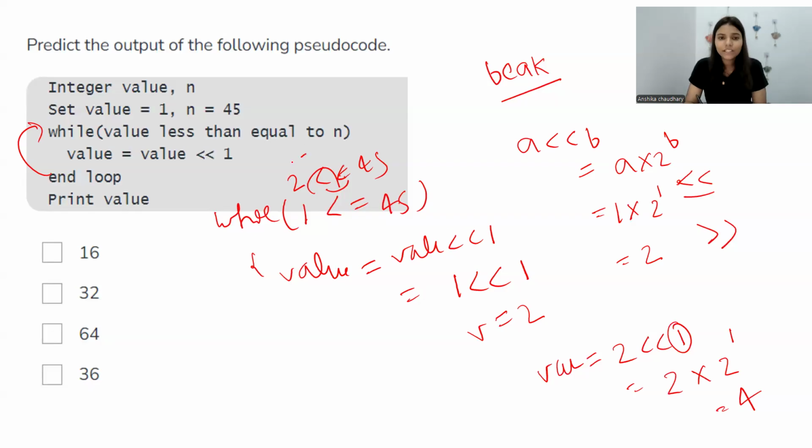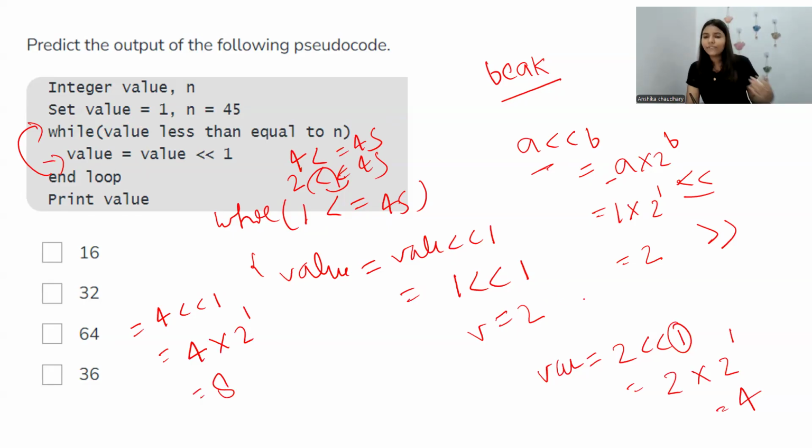We will come here again and check the condition. 4 is less than equals to 45. Yes, once again the condition is true. We will come into the while loop and update the value of value. So it will become 4 left shift 1, which is 4 into 2 raised to the power 1, so it will become 8. If you can see, every time it is just multiplying by 2: 2, 4, 8. So when the value is 8, it will be updated to 16. And when the value is 16, it will become 32.